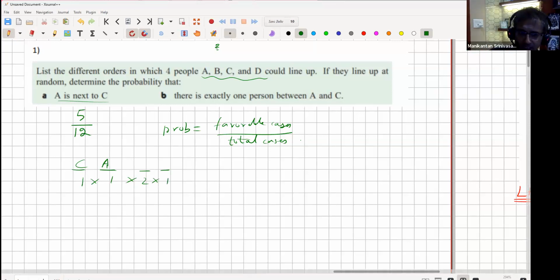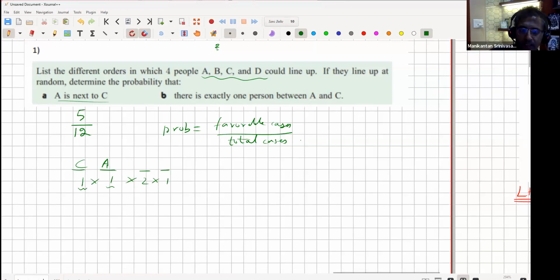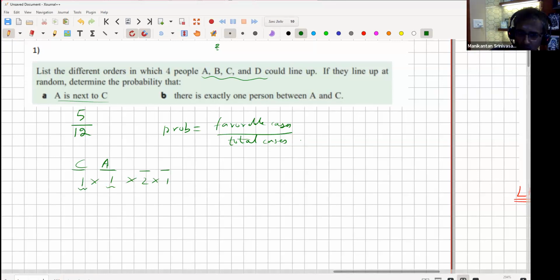Okay, so basically you're saying in the first position you want C, in the second position you want A, and then in the third position you have freedom. It can be either B or D, and in the fourth position you've lost that freedom. Whoever it is, it'll fill it up. Now after that, what will you do?